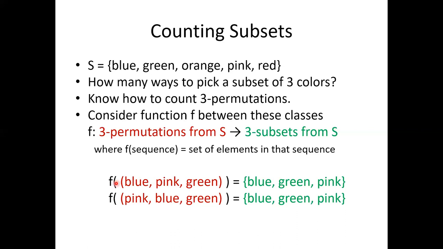So for example, if I apply this function f to a sequence blue, pink, green, I get a subset blue, green, pink, and I'll order it now so as not to get confused by the order of letters, right? So there is a unique way of writing this for me, so that I don't have confusion as to which set I mean, whether I have counted the set already or I haven't. And if I have a different sequence, it contains the same elements but in a different order. Well, it maps to the same set, right?